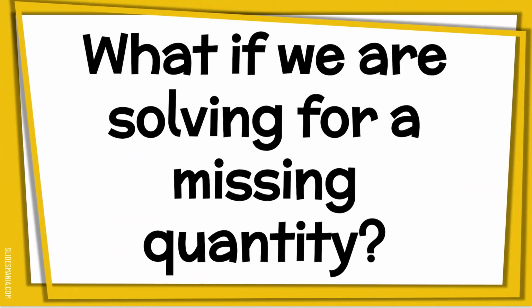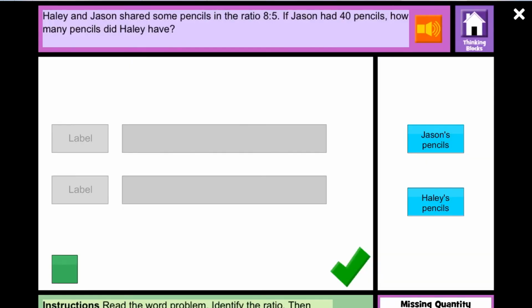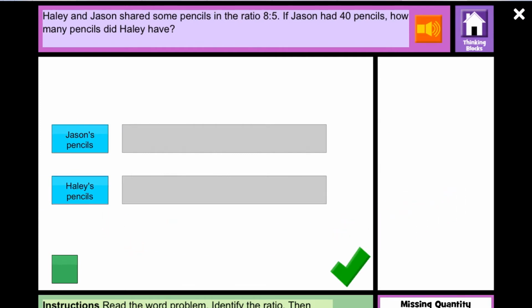The first question that we'll be looking at is, what if we are solving for a missing quantity? So let's look at our problem. Haley and Jason shared some pencils in the ratio of 8 to 5. If Jason has 40 pencils, how many does Haley have? So they want us to read the problem, which we just did, identify our ratio. Well, our ratio is Jason's pencils to Haley's pencils. So I'm going to drag my labels, and let's check.